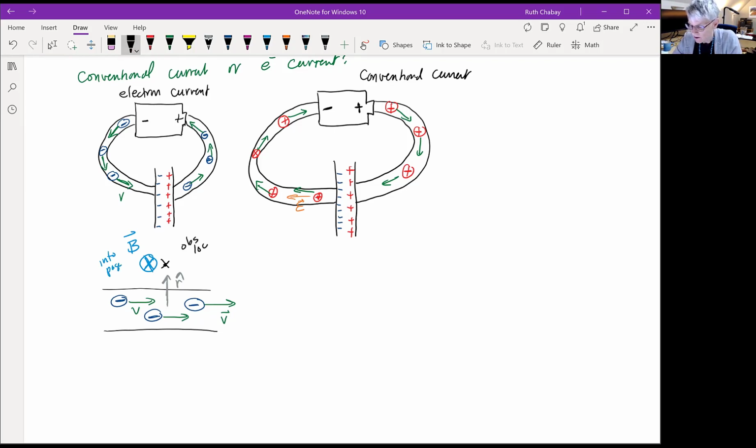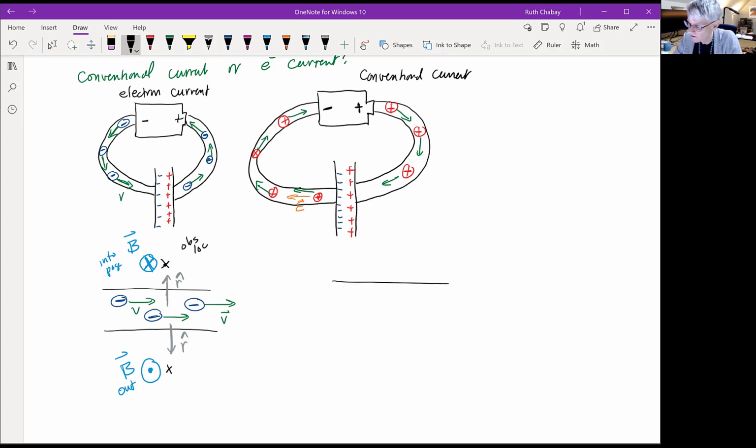And down here on the other side of the wire, we'd have r hat going that way. So v cross r hat, our thumb points into the page, but these are electrons, so the magnetic field is actually going to be out of the page. Okay, so that's what we'd predict for electron current.